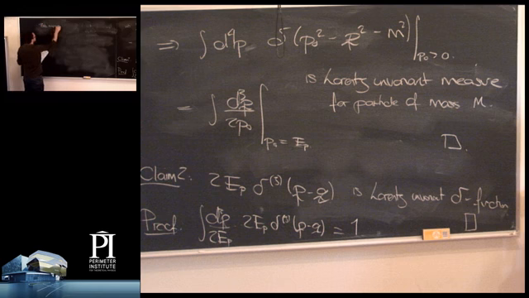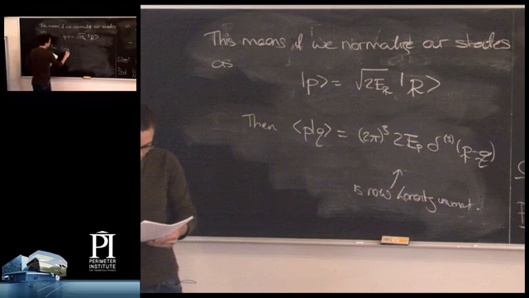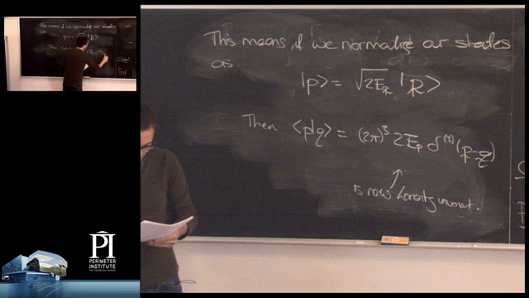So going back to where we started, this means if we normalize our states, then the overlap of these new normalized states gives some Lorentz invariant quantity.